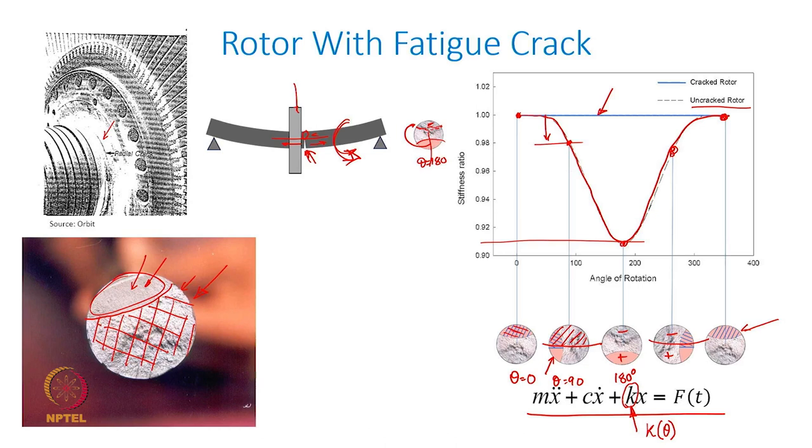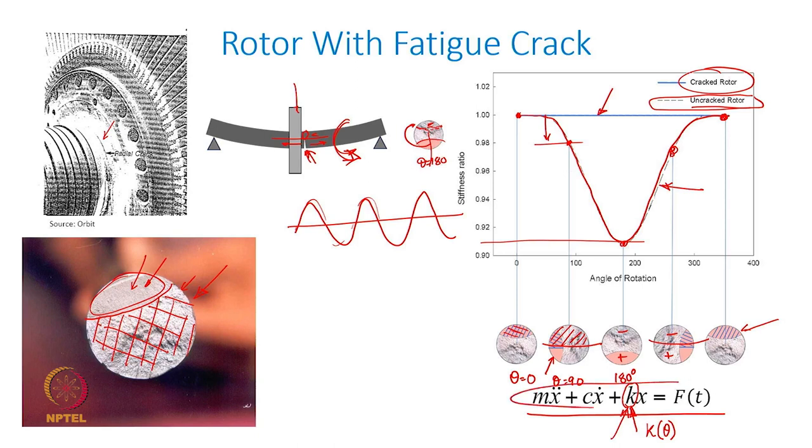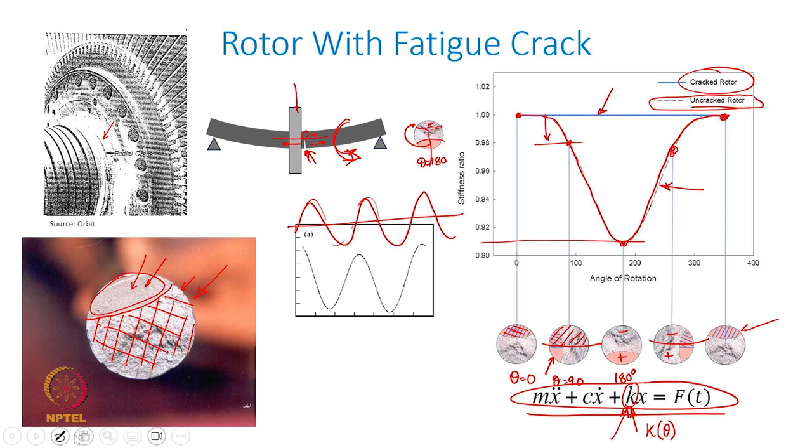So, for example, if I had considered an uncracked shaft, a rotor without a crack, the response under the action of unbalanced excitation force is going to be harmonic. But this kind of stiffness variation which you see here, if I use this in the equation of motion here, then I will get a response which is going to be seen that way. So, I am showing you a typical response of a cracked rotor, right. So, this is the response as a function of time.